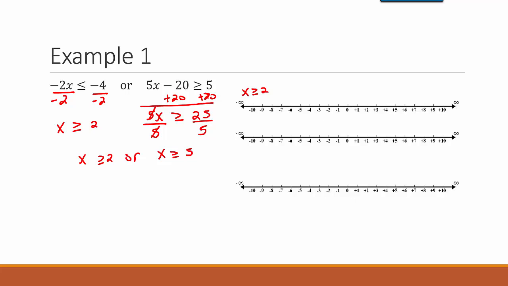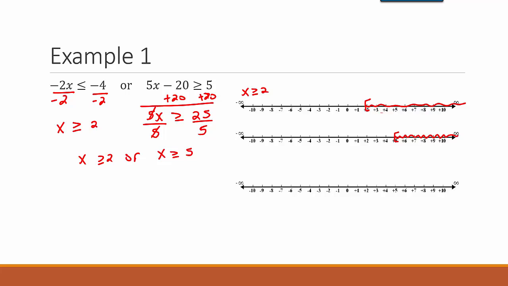So what I need to make sure is that in my final solution graph, both of those conditions are met. It's not the intersection, it's making sure that both of the conditions are met. So x is greater than or equal to 2, that will be a bracket at 2, shading to the right. X is greater than or equal to 5, that will be a bracket at 5, shading to the right. Now, as you can see, my x is greater than or equal to 2 takes care of my x is greater than or equal to 5.